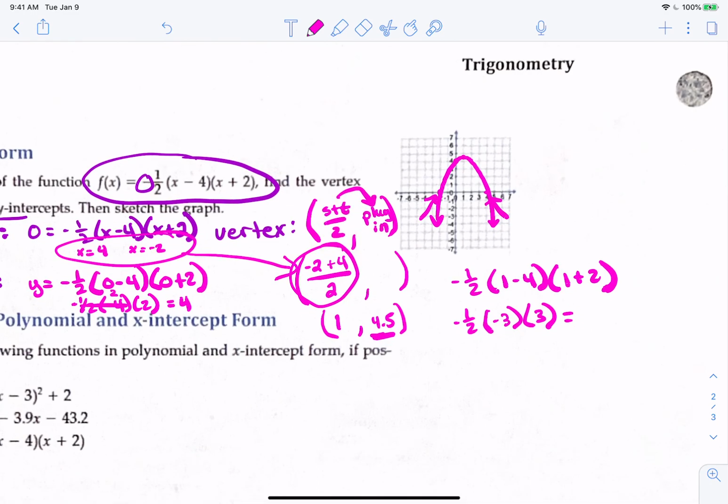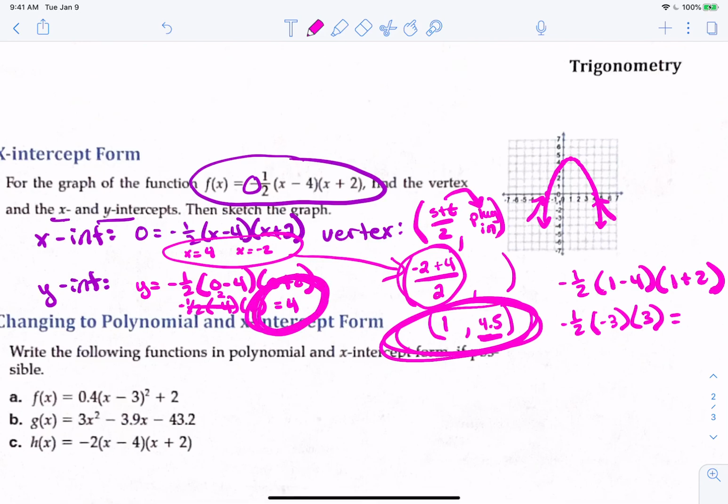Okay, 4.5 because we plugged the 1 back in. This is a lot of information. Wait, that's our vertex? 1, 4.5 is the vertex. So what's the 4 for? What do you mean, what's the 4 for? The 4 was the y-intercept.